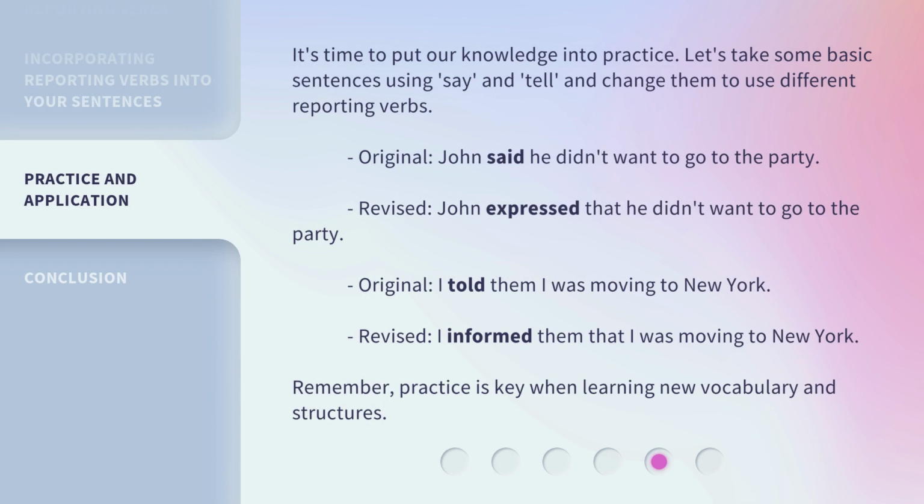It's time to put our knowledge into practice. Let's take some basic sentences using say and tell, and change them to use different reporting verbs. Original. John said he didn't want to go to the party. Revised. John expressed that he didn't want to go to the party. Original. I told them I was moving to New York. Revised. I informed them that I was moving to New York. Remember, practice is key when learning new vocabulary and structures.